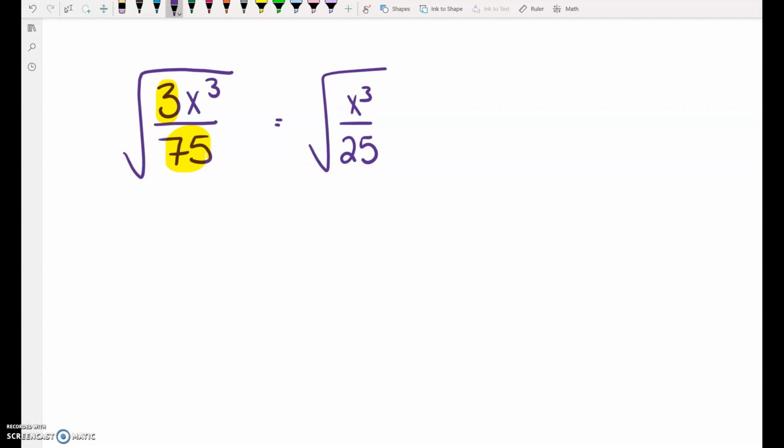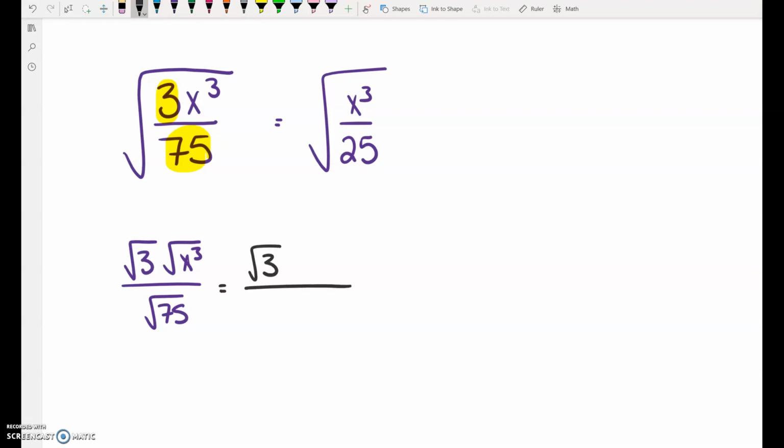Do you want to see what happens if you don't notice that and you just plow forward? Okay. So if you don't notice that, then you would say you've got the square root of 3, the square root of x to the 3rd over the square root of 75. We got the square root of 3. Can't really simplify the square root of 3. But the square root of x to the 3rd, how many groups of 2 are in x to the 3rd? 1 with 1 left over.